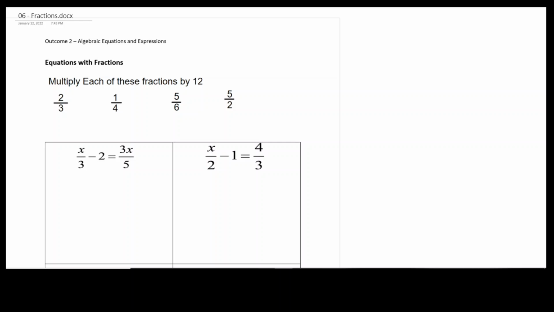Alrighty, folks, so this is our last equation solving specific lesson. It has to do with equations and fractions. So this is definitely getting into the 5-star level equation solving questions.